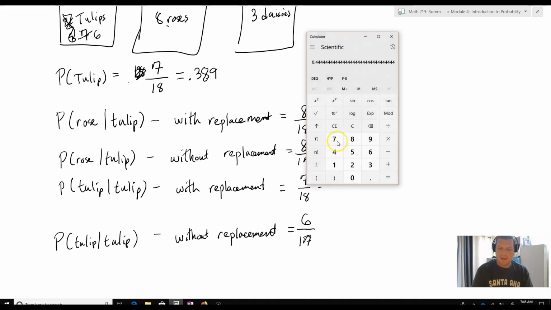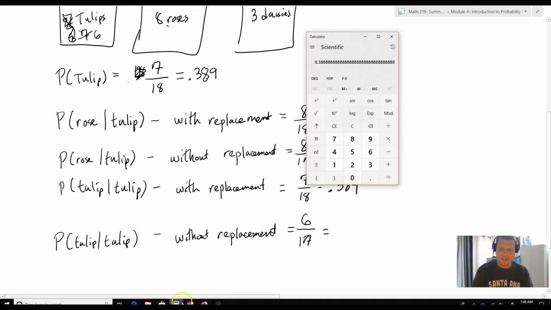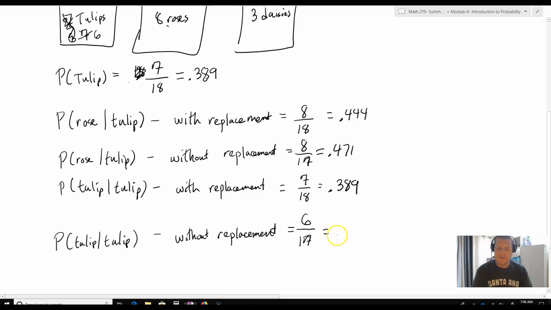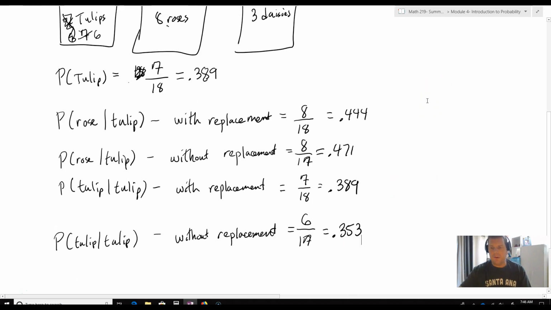Okay? In the first case, 7 out of 18 is 0.389. And 6 out of 17 is 0.353. So the probability is changed when we do it without replacement versus doing it with replacement. Okay? So that's how we think about with and without replacement.